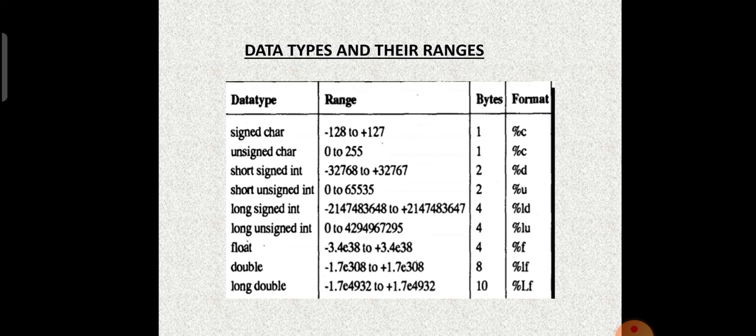Then at last, the memory occupied by each data type can be found using the sizeof operator. For example, sizeof char means the output will be 1 byte. Sizeof int means the output will be 2 bytes. That's all about variables, data types and operators. Thank you.